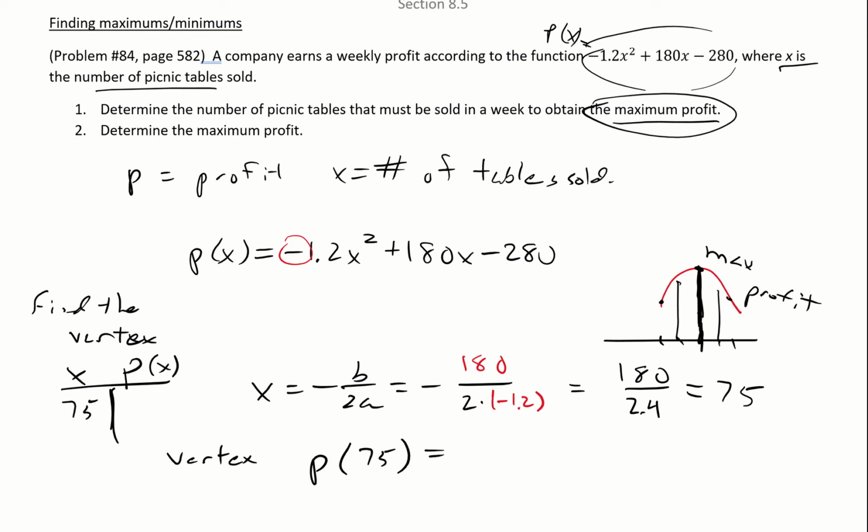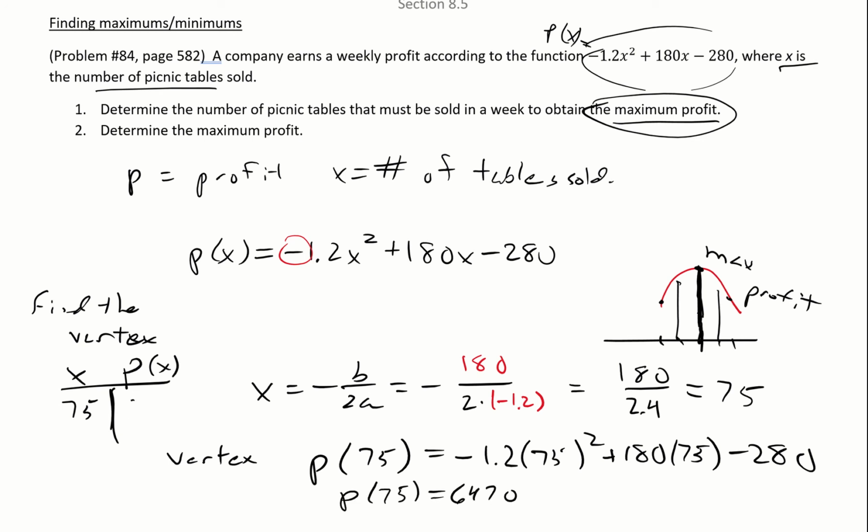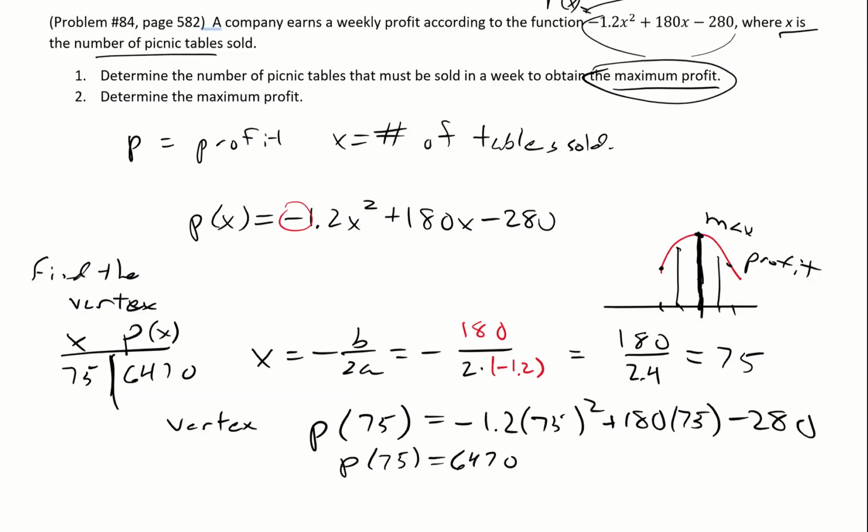So it's going to be minus 1.2 times 75 squared plus 180 times 75 minus 280 to find your profit. Let's go, real time, folks. Minus 1.2 times 75 squared plus 180 times 75, and then minus 280, and I got 6470. So P of 75 is 6470, and we're done.